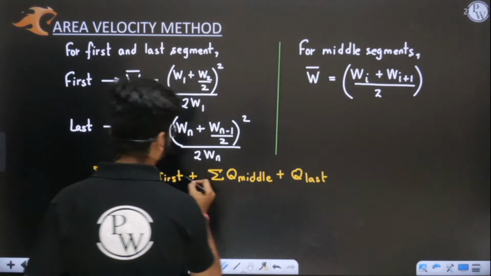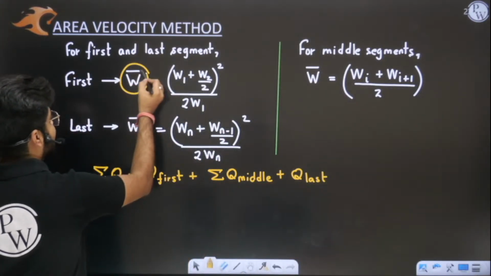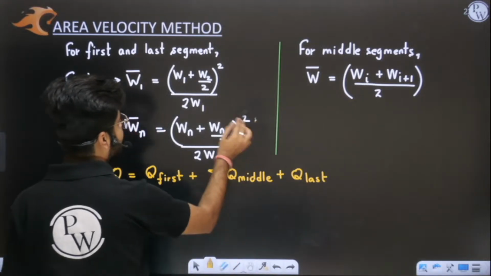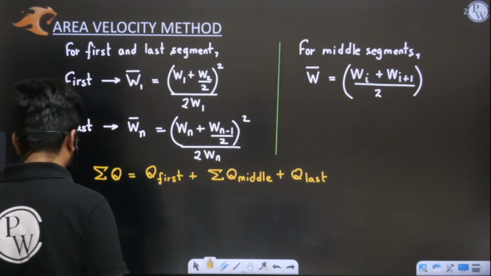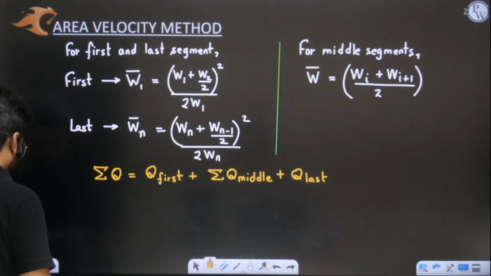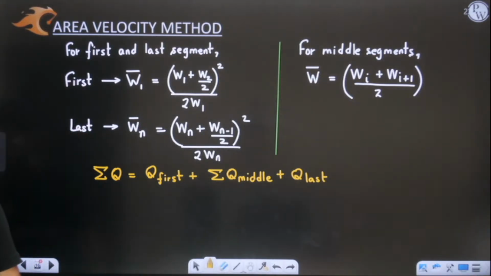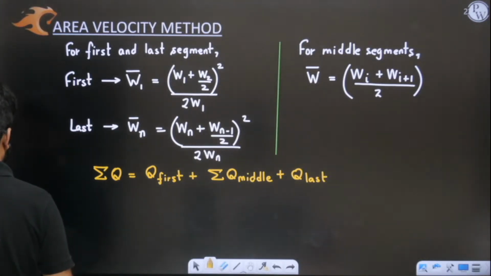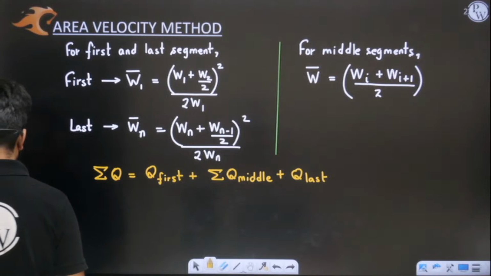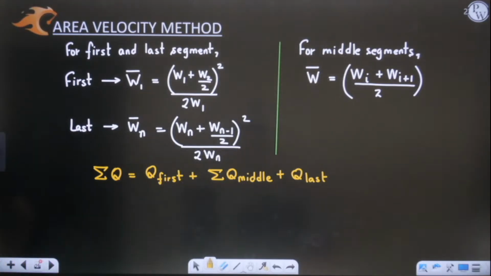For the first segment, I will use this average width. For the last segment, I will use this average width. And for middle segments, I will use this formula. Now tell me how I will use this formula. In order to understand this beautifully, let us take an example with the help of which we will be able to understand clearly.